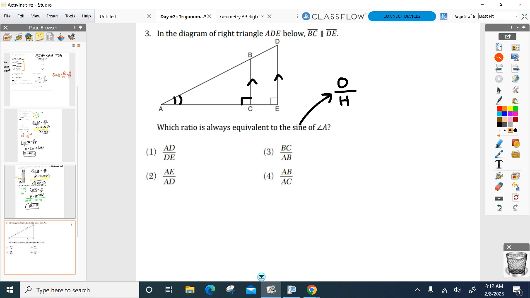So if opposite over hypotenuse doesn't work in one of them, we'll get the other right triangle and do opposite over hypotenuse for those sides. So see what you got here. See if you can find which one's equal to sine A. So take one right triangle and do opposite over hypotenuse. See if those 2 sides are listed. If not, go to the other right triangle.